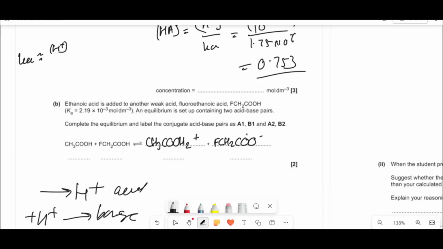So in that case, with the labels, this has gained an H plus to become this. So that's your base, or really base 2, I should say. And this is your acid, because it can lose the H plus to go back down there again. So that's acid 2. This has lost an H plus to form this. So it's acid 1, and then here, this can gain a proton to come back to this. So that's base 1. There you go.